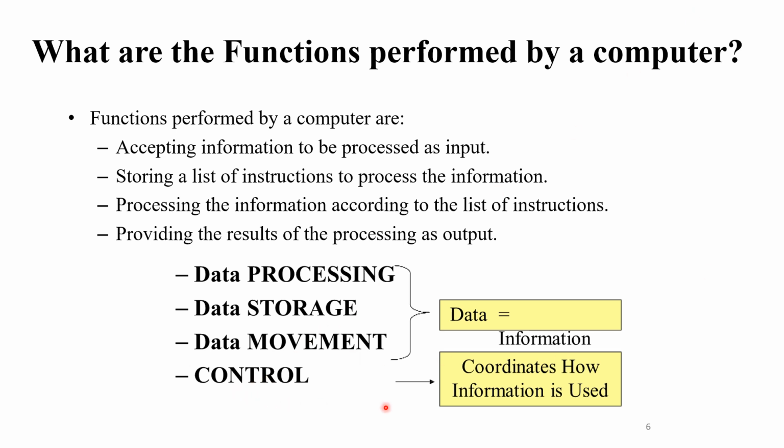Finally, the computer provides the results of the processing as output. This output can be displayed on screens, printed on paper, or sent to other devices depending on what the user needs.